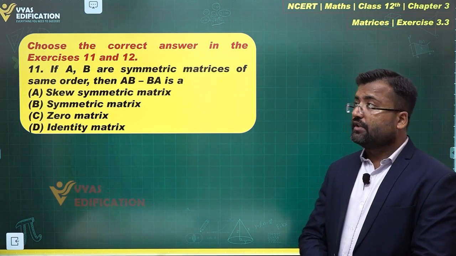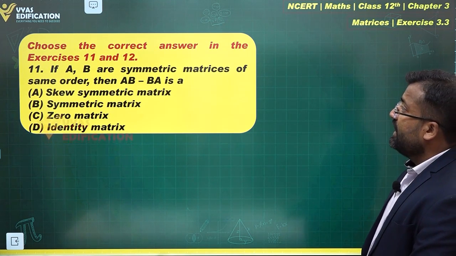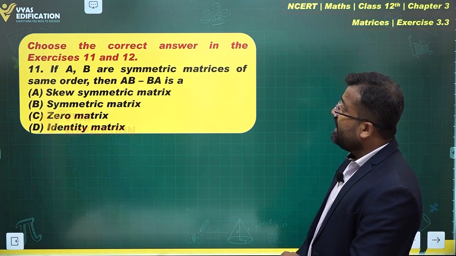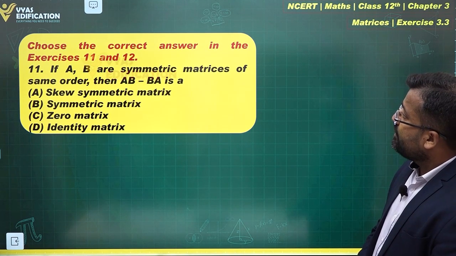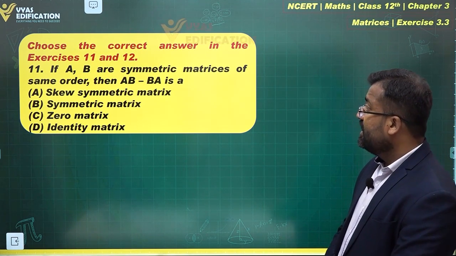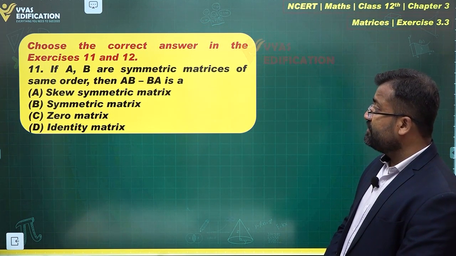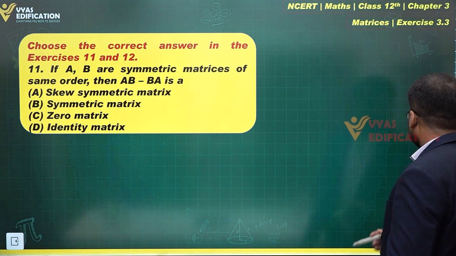Let's talk about this question. Choose the correct answer in the exercises 11 and 12. Question 11 says if A, B are symmetric matrices of same order, then AB minus BA is a what kind of a matrix? Symmetric matrix, skew symmetric matrix, zero matrix, identity matrix. Let's see how we approach this question.